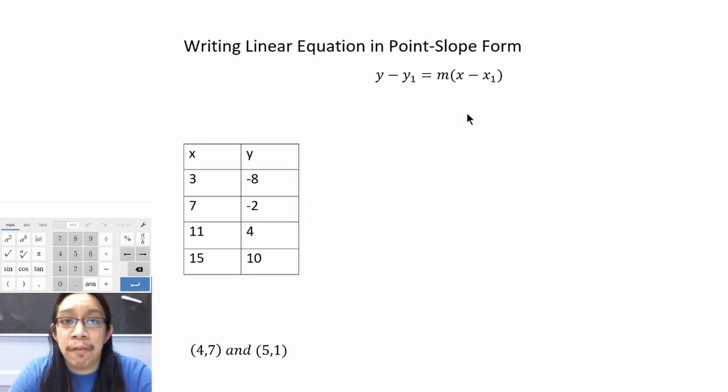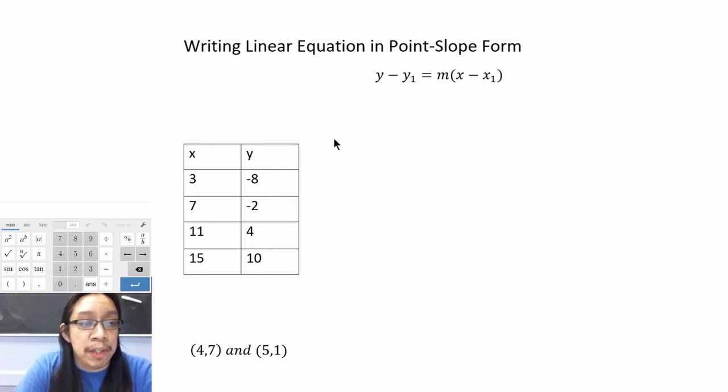So let's go ahead and look at our first example and kind of explore what these steps are going to be. So look at this first example here. We have a table where x's are 3, 7, 11, and 15, and the y's are -8, -2, 4, and 10. Let's go ahead and try to write a linear equation in point-slope form from this table. One of the first things you have to realize is that the first step in order to write a linear equation more specifically, is to find the slope.